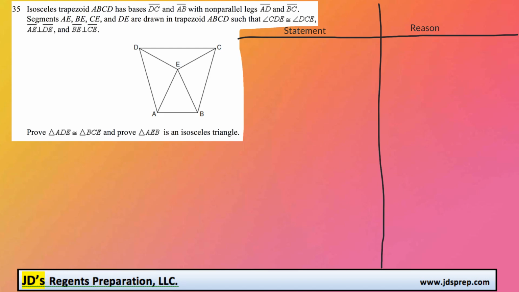This is question number 35 from the August 2017 Geometry Regents exam. This is a pretty involved question, and we're trying to prove that triangle ADE in this diagram, so this triangle here, is congruent to the triangle BCE, which is this one opposite over here. And we also have to prove that the triangle in the center here, AEB, is an isosceles triangle.